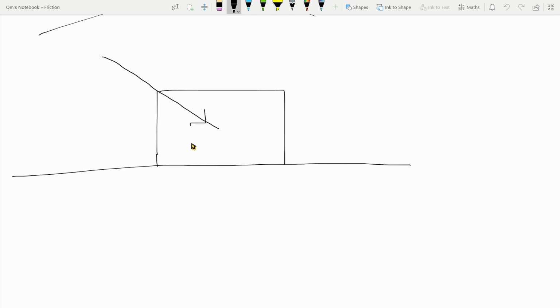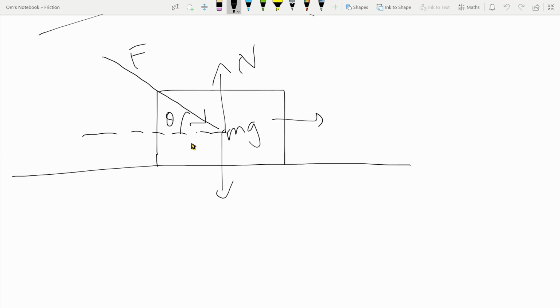I'm showing it at an angle to illustrate what I'm trying to say. Let's say this angle is theta. We have the force mg, and we have the normal reaction that is being exerted on this object over here. And since the body is trying to move in this direction, there is also a frictional force that arises in this direction.